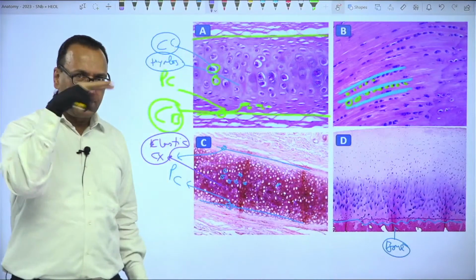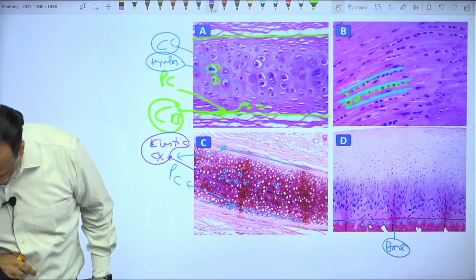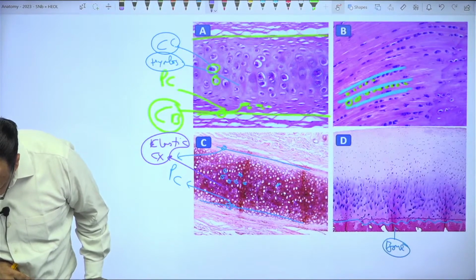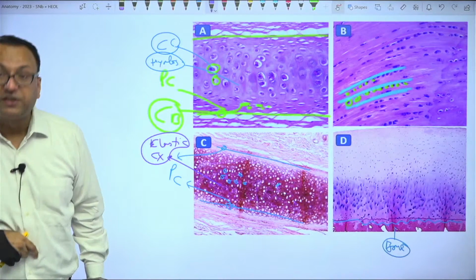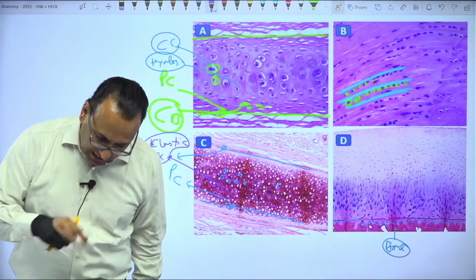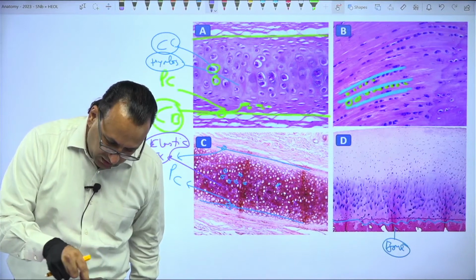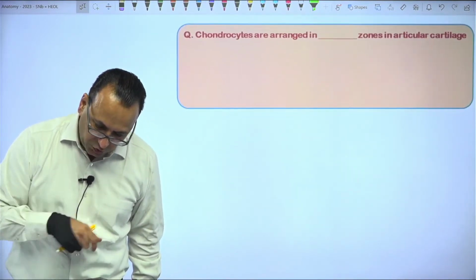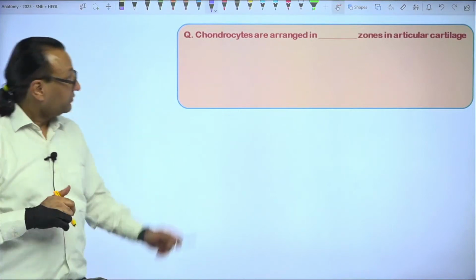So your eyes should be able to identify those. Let me see if you could identify. A is elastic, C is elastic, yes, a special stain should be done for elastic cartilage. Then as you are going into more detail, actually this question you should be able to handle.